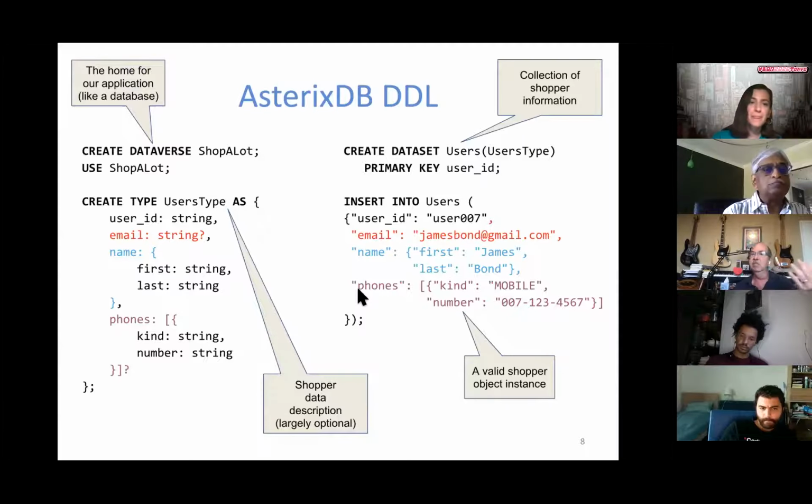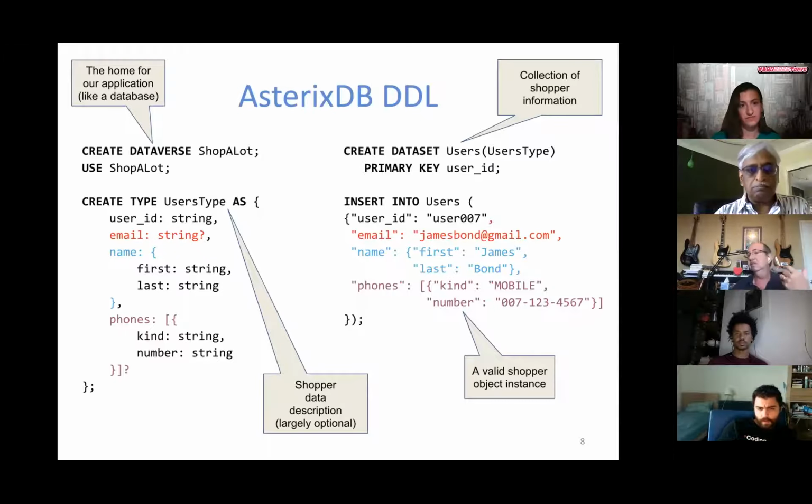So this is an example of a JSON record, or actually an ADM record, kind of the same thing. ADM is a superset of JSON that we can now insert into that data set. So that's one aspect of having this semi-structured data, which is it doesn't have to be flat. It's kind of richer in its structure.